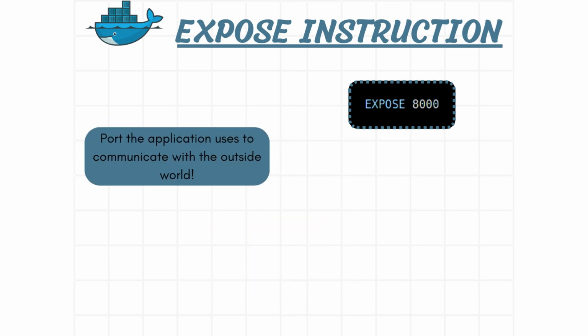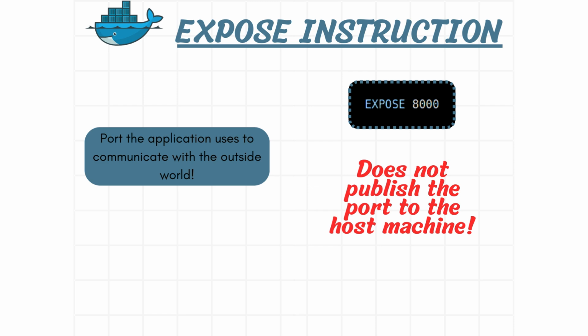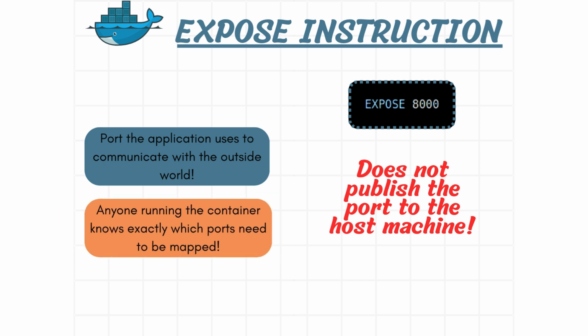By specifying EXPOSE 8000, we make it clear which ports need to be open for the application to function correctly. This improves the readability and documentation of your Dockerfile, making it easier for other developers or DevOps engineers to understand and manage the container. It's worth mentioning that while the EXPOSE instruction itself does not publish the port to the host machine, it serves as a best practice to specify the exposed ports in the Dockerfile. This ensures that anyone running the container knows exactly which ports need to be mapped.